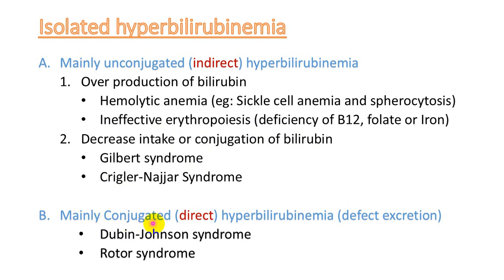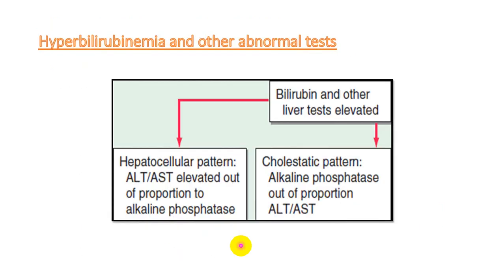But if the process is mainly conjugated or direct and it is isolated without other defect in enzymes, it is one of two inherited disorders, either Dubin-Johnson or Rotor syndrome. The other group of patients has elevated bilirubin plus abnormality in the enzymes and liver function tests. These patients should be classified accordingly into hepatocellular or cholestatic.